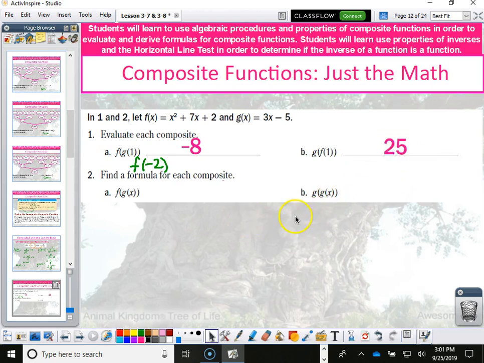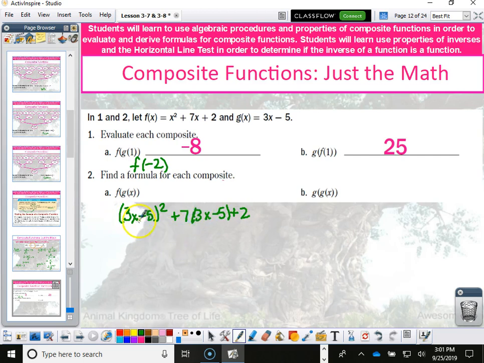Good job. Now this last one asks us to come up with a formula for each. So it's like we just did on the previous slide. We're going to take g of x and plug it in for x in each one of these. So we're going to take g of x, which is 3x minus 5, squared, plus 7 times 3x minus 5, plus 2. And we're going to simplify this.